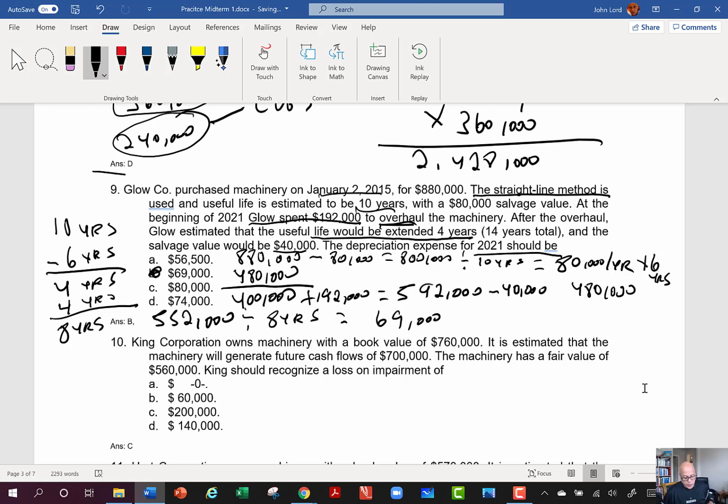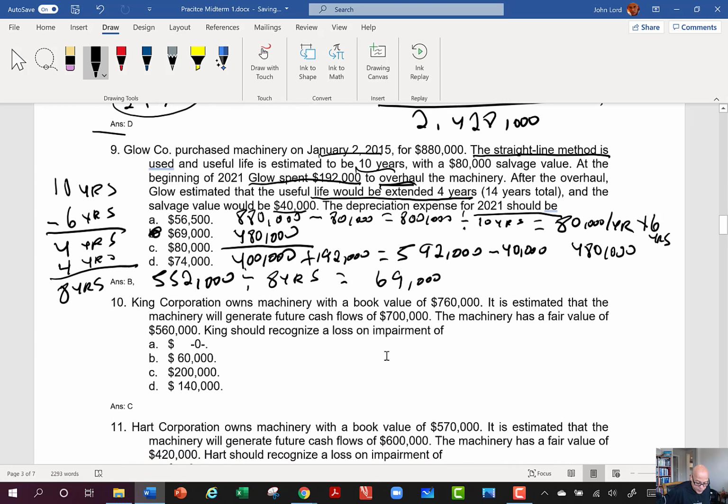That's taken as the depreciation in 2021. And then I would just go forward the rest of the life with that. Okay? Okay, good.